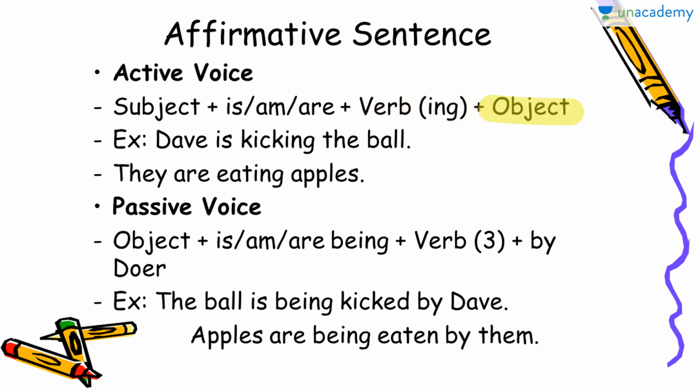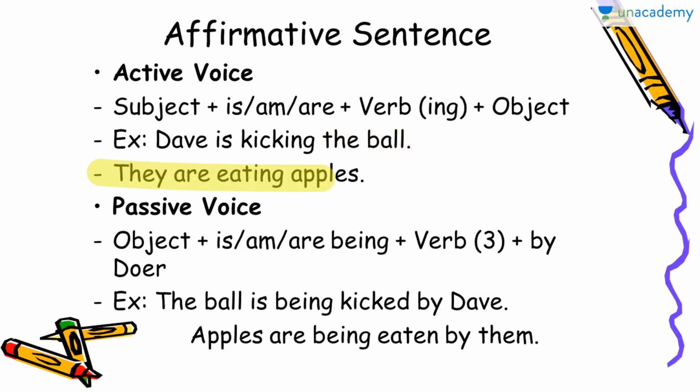Then object. For example, Dave is kicking the ball. Now who is doing this work of kicking? Dave, he is the doer. In the starting we have written his name. Then is, because it's one person, singular noun. Then kicking, that is the action, and the combination of is and kicking is telling me that this sentence is in active voice and in present continuous tense. So you need to always keep a check on what is the combination of verb used in your sentence. And at last we have the object on which the work is done.